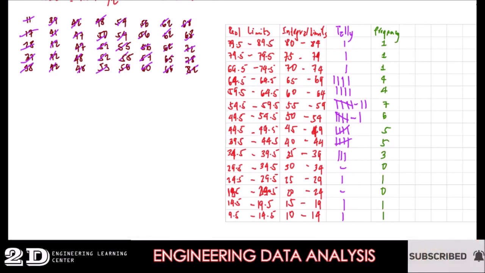Okay, so let's try to check this one. To check that, we need to get the total frequency. So this is 7, 11, 18, 24, 29, 34, 37, 38, 39, 40. So the total frequency is 40. So therefore, our tally is correct and we have represented all of the data in here. Okay, and in the next video we will try to complete everything on the table.